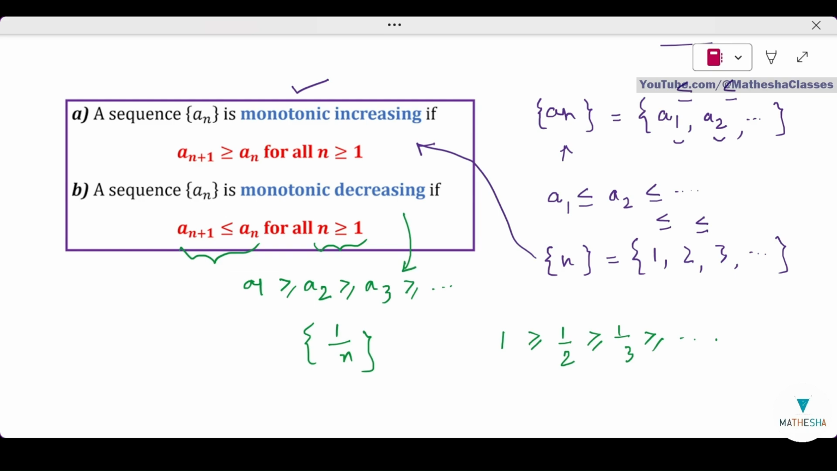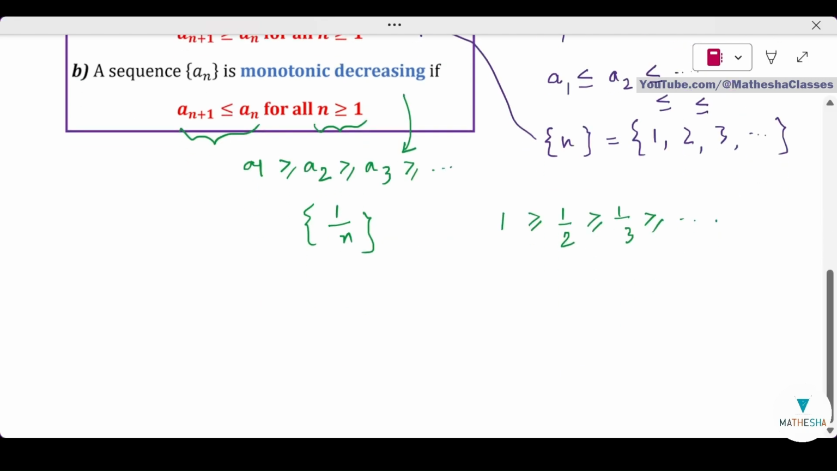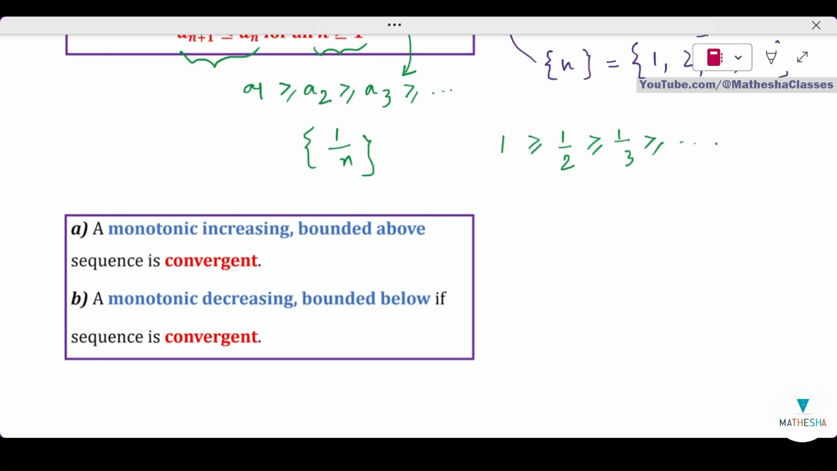Okay, so the next result involves the idea of monotonically increasing or decreasing sequence, and that result says that if you start with a monotonically increasing sequence, it will be convergent if it is bounded above.